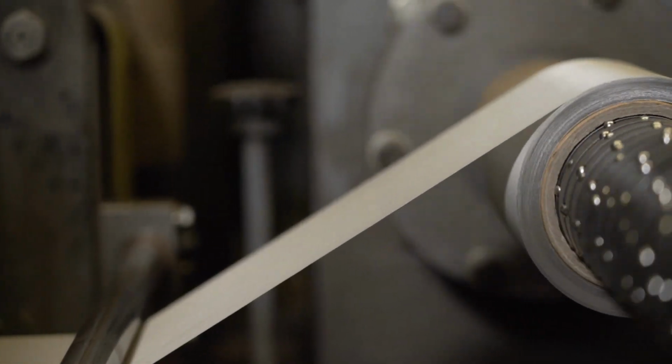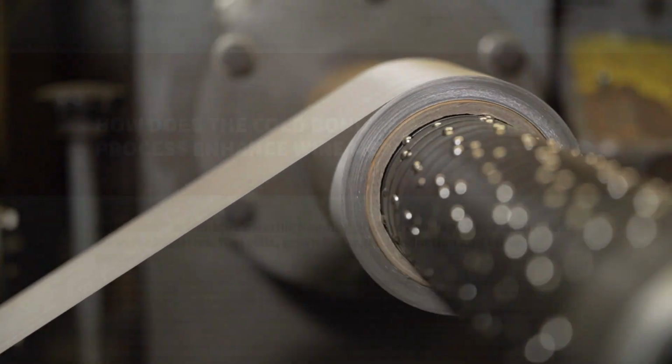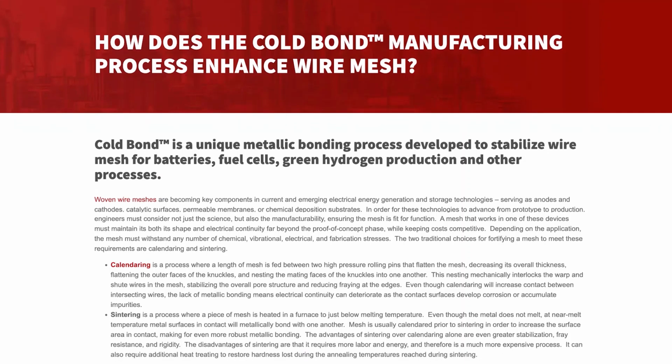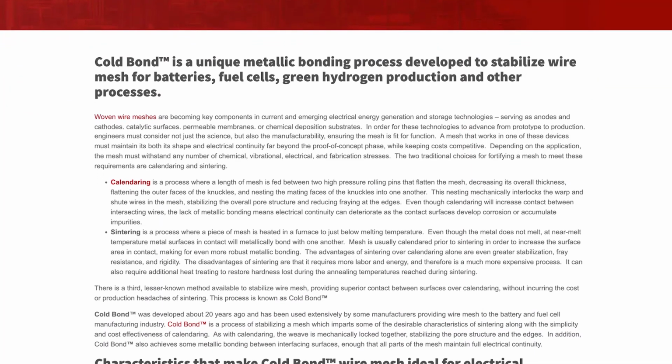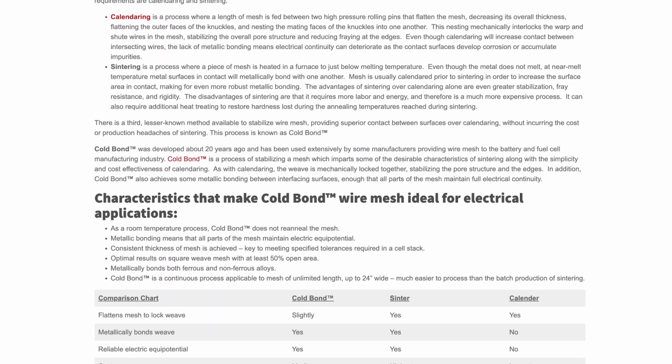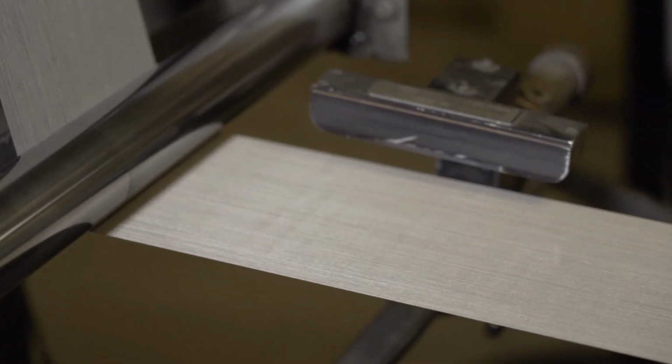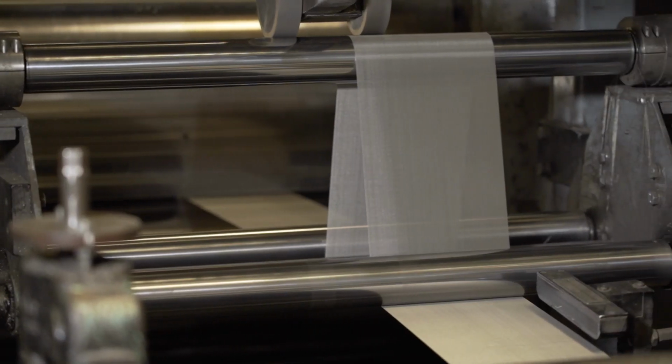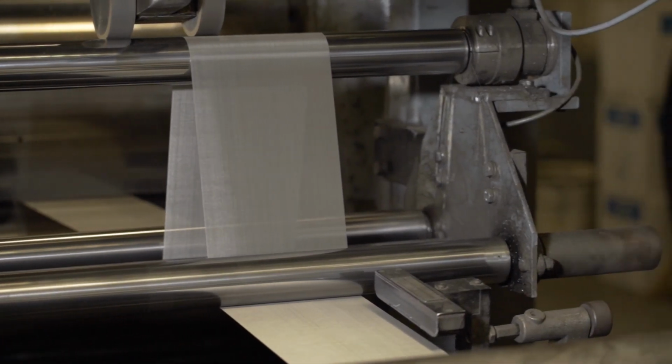To achieve even greater conductivity, additional processes can be applied, like cold bonding wire mesh. Cold bond is a process pioneered by the engineers at Gerard Daniel over 20 years ago. The process enhances contact between surfaces, as well as controlling the depth of wire mesh. It stabilizes the pore structure and edges by mechanically locking the weave together.